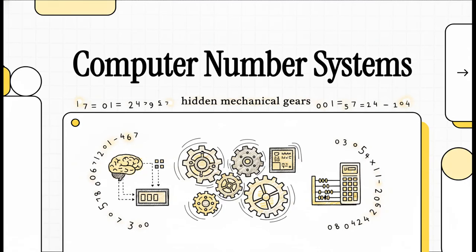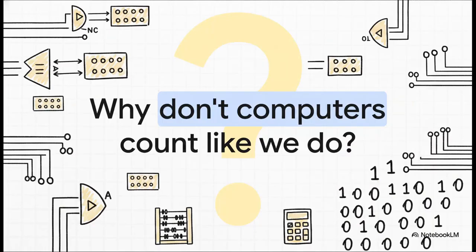Welcome to this explainer. Today, we're going to decode exactly how computers think, and we're going to do it by breaking down the hidden mechanical gears of something we literally use every single day, usually without a second thought: numbers. Before we dive in, let's ask a really fundamental question. Have you ever wondered why digital hardware relies on this seemingly alien language of ones and zeros, instead of the familiar 10 digits we grew up with? It feels like magic, but I promise you, it's just math.